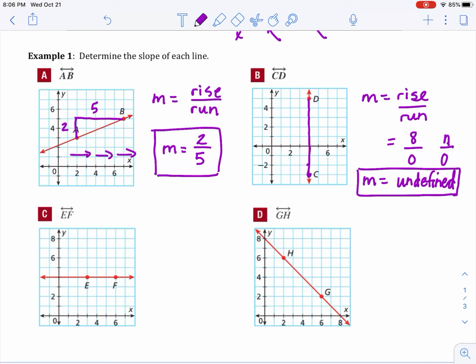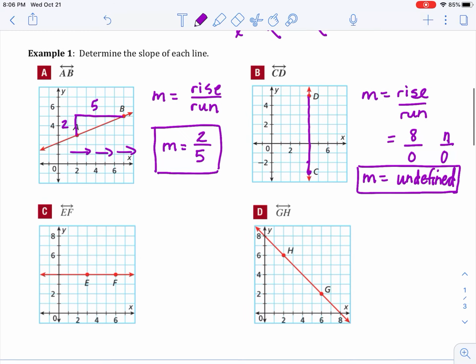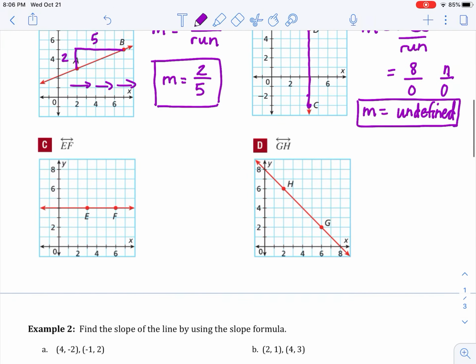Now, I would be absolutely fine with you just looking at the line and telling me it's undefined. You don't have to go through the 8 over 0 calculation. You could just tell me it's undefined, and that would be fine. Same with the next one for C. You don't have to go over the rise over run calculation. You hopefully would just look at it and tell me the slope is 0.